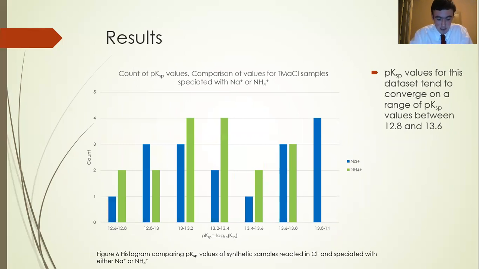This histogram compares pKsp values for synthetic samples, comparing whether they were speciated with sodium or ammonium. Again, that's synthetic samples in chloride media, sorry. Again, these are the same axes as the previous histogram and the same bin size as well. These data do agree quite well, and the pKsp values tend to fall between a range of 12.8 and 13.6.